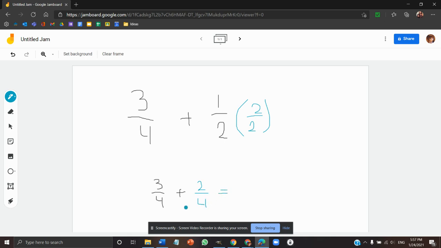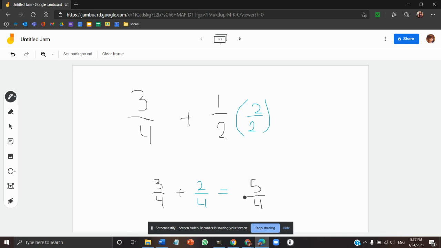Now I can add them, right? Now they have the same denominator. Therefore, I can add them. And I'm going to have 3 plus 2. How much is 3 plus 2? 5. And the denominator, you know that stays the same.